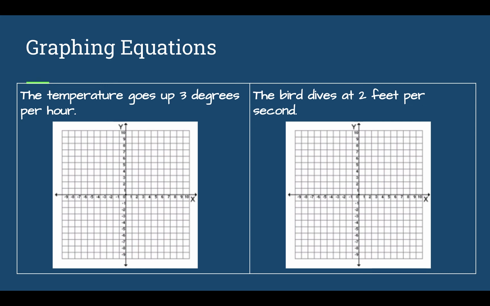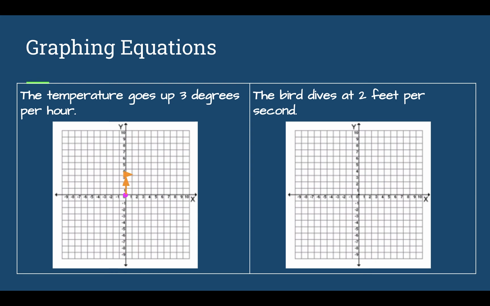But where do we start? If it does not tell you where to start, we're going to assume that we're starting at 0. So I'm going to put my y-intercept of 0, and it's going up 3 degrees every hour. So at 1 hour, it would be at 3 degrees, 2 hours at 6, and so on.